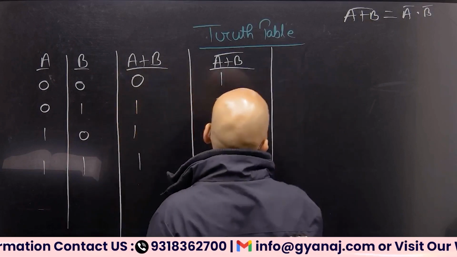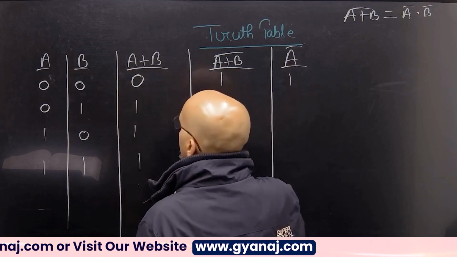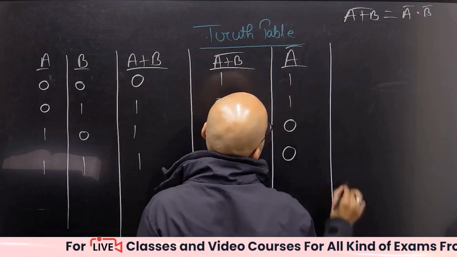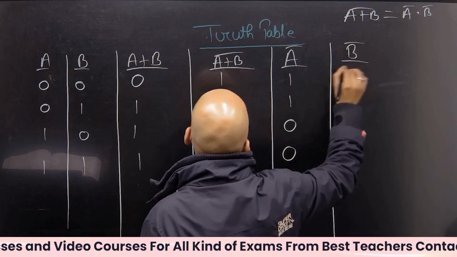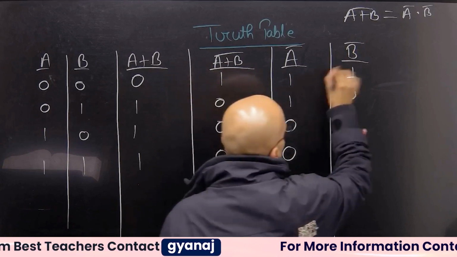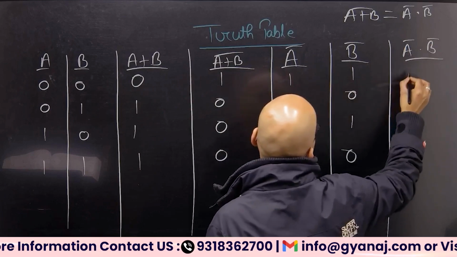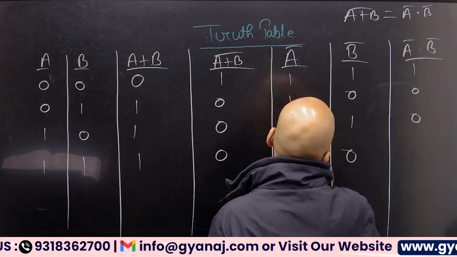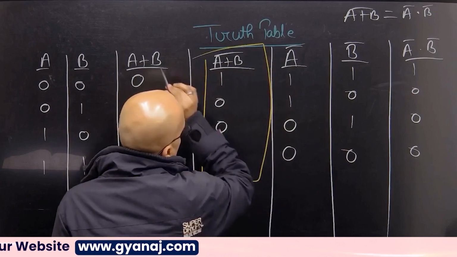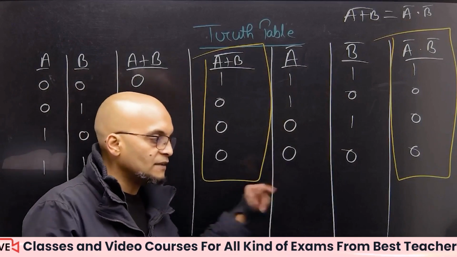Fine. So now let's verify the result. I'm going to draw the column of A complement. 0 will give you 1, 0 will give you 1, 1 will give you 0, again 1 will give you 0. For B complement, 0 gives 1, 1 gives 0, 0 gives 1, 1 gives 0. Now you have to do AND of these two. So A complement and B complement: 1 dot 1 is 1, 1 dot 0 is 0, 1 dot 0 is 0, 1 dot 0 is 0. Now again you can see these two results are the same. That means our concept is correct. That's the verification.